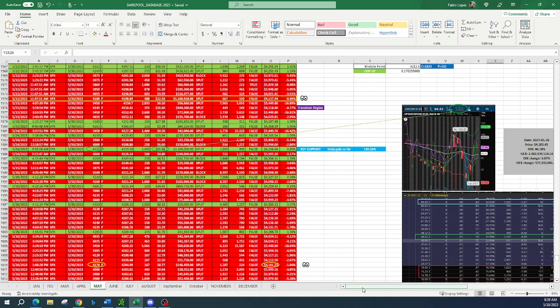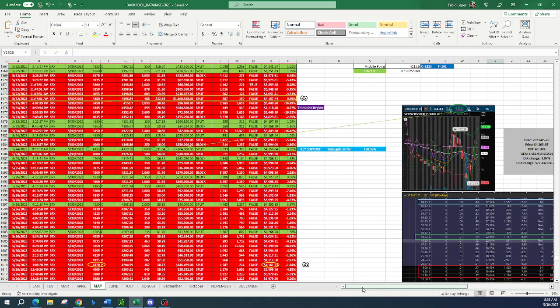So, transition, 4,150. What do I mean by transition? Gamma flips from positive to negative. Okay? And 4,125, that's the key support, as you know, since last week.